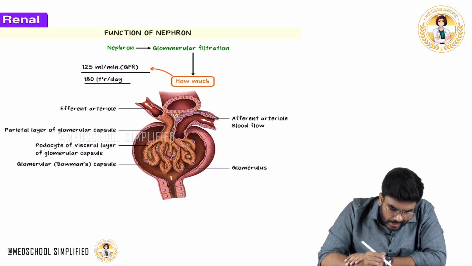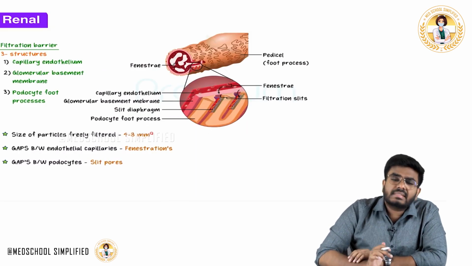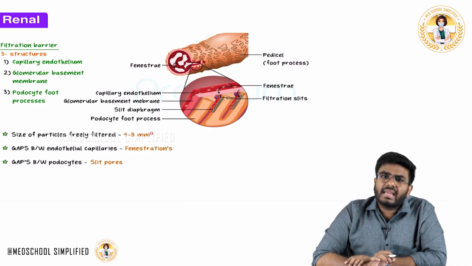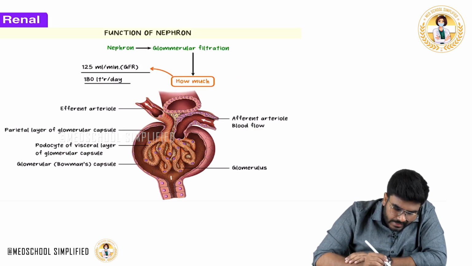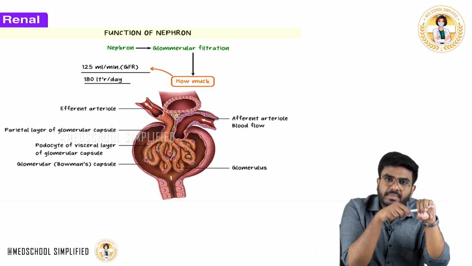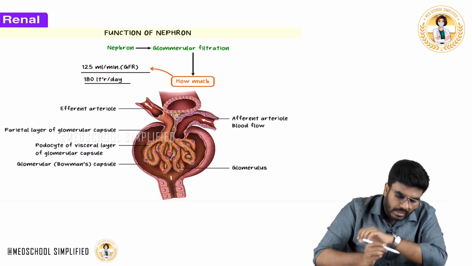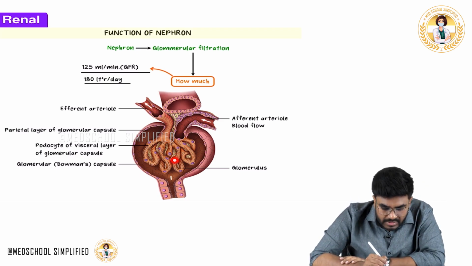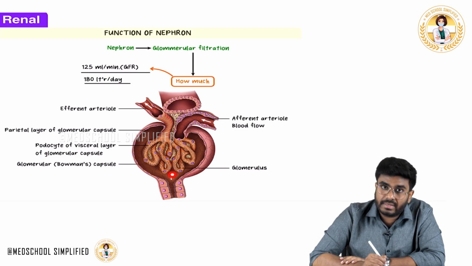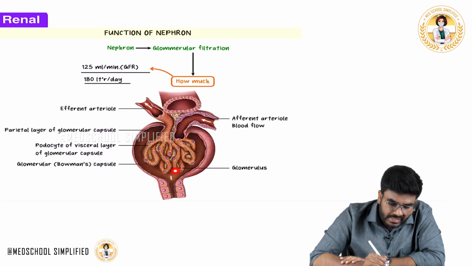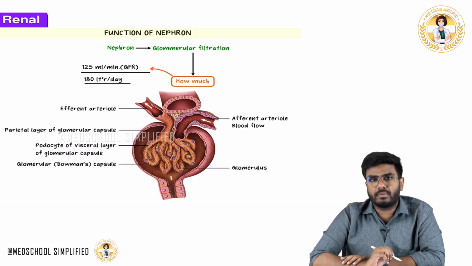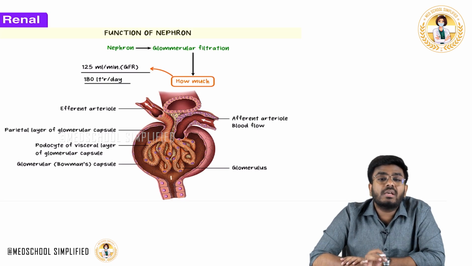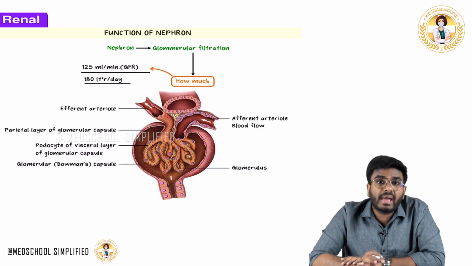Now let's discuss the filtration barrier. What exactly is this filtration barrier, and which structures is it made up of? In order to understand that, where exactly is the plasma present? Plasma is present within the capillary, and a capillary is nothing but a blood vessel. Now the plasma in the glomerular capillary has to cross that capillary and enter into the Bowman's capsule. So it has to cross a layer called the filtration barrier.